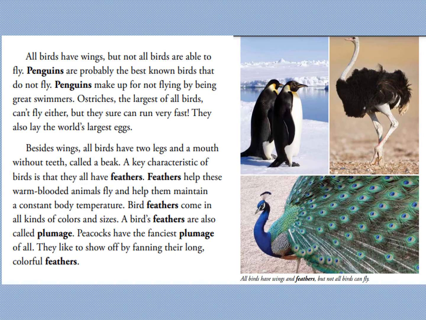Besides wings, all birds have 2 legs and a mouth without teeth, called a beak. A key characteristic of birds is that they all have feathers. Feathers help these warm-blooded animals fly and help them maintain a constant body temperature. Bird feathers come in all kinds of colors and sizes. A bird's feathers are also called plumage. Peacocks have the fanciest plumage of all. They like to show it off by fanning their long, colorful feathers.